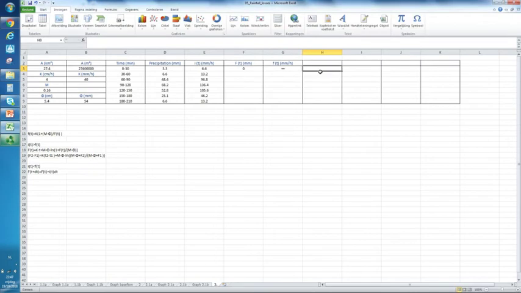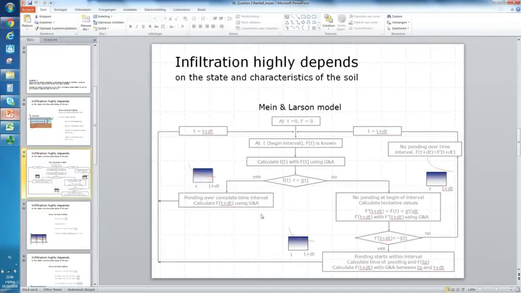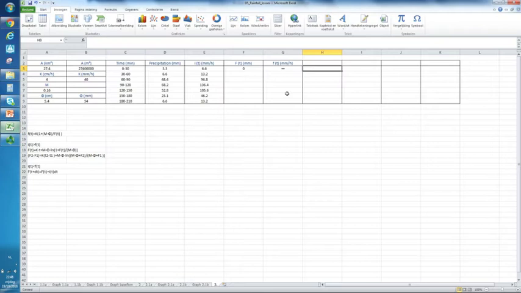So it's infinite. Now, this means actually that at the start of the interval, our infiltration capacity is higher than our rainfall intensity. So at the start of this first interval, all the water that falls will infiltrate. So if we go back to the Mein-Larson scheme, let me go quickly back to that. We're here in this case that we say no, because our rainfall intensity is smaller than our infiltration capacity. So we calculate, as it is done here, the tentative values for the end of the interval.